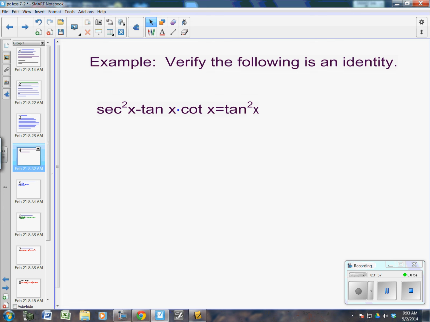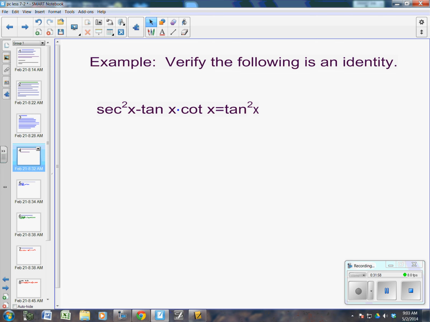We are going to do an example here. Verify this identity. Because sometimes it's hard to see back there which things are minus and which things are times, everybody write this down. Secant squared of x minus tangent of x times cotangent of x equals tangent squared of x. You guys are going to figure this one out. I'm going to come around.